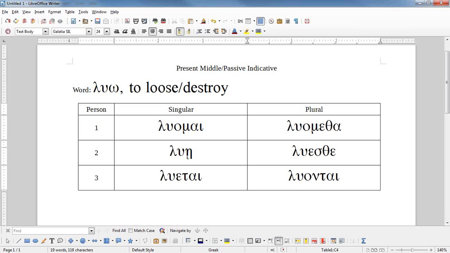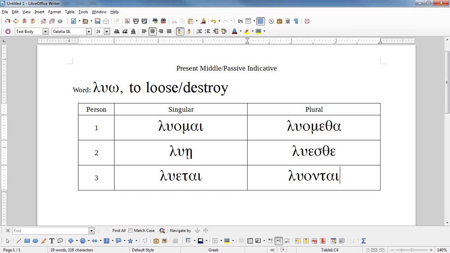Can you explain how in English you would translate the luomai? Yes, absolutely. Like I said, this form has a middle voice and the passive voice. They're identical in form. If you want to convey a middle voice action, it would be I loose myself or I destroy myself, because the middle refers back to the subject. The subject is acting upon itself. So I loose myself or I destroy myself. They destroy themselves. We destroy ourselves and so forth.